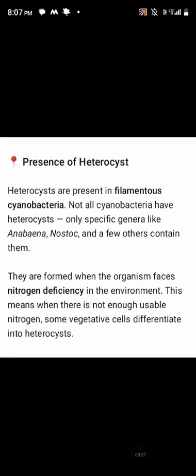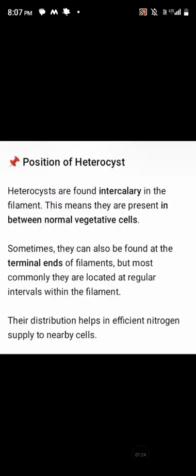Presence of heterocyst. Heterocysts are present in filamentous cyanobacteria. Not all cyanobacteria have heterocysts. Only specific genera like Anabaena, Nostoc and a few others have them. They are formed when the organism faces nitrogen deficiency in the environment. This means when there is not enough usable nitrogen, some vegetative cells differentiate into heterocysts.